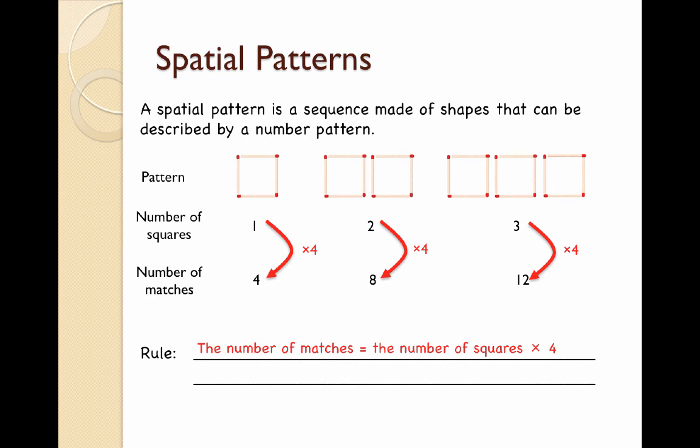The rule is the number of matches is going to be the number of squares that we have multiplied by 4. So if I wanted to know how many matches would be needed for 100 squares, I would do 100 squares multiplied by 4, which is 400.